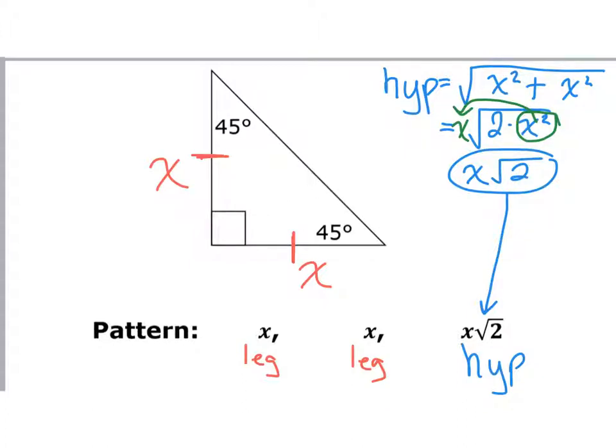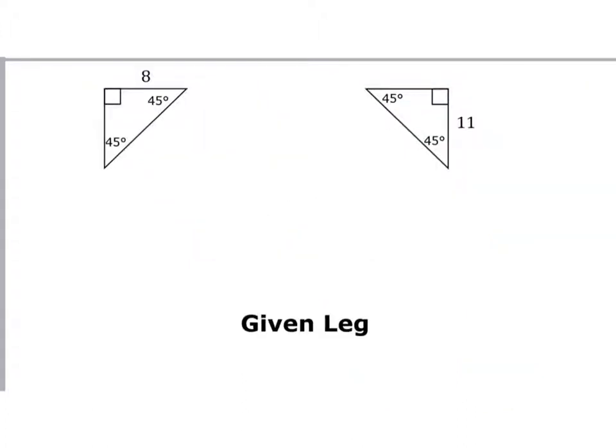Okay, so let's practice this. So here, every time they've given me a leg, my first leg is 8. So what's my other leg? 8. What's my hypotenuse? 8 square roots of 2. Okay. The next one, leg is 11. What's the other leg? 11. What's my hypotenuse? 11 square roots of 2.